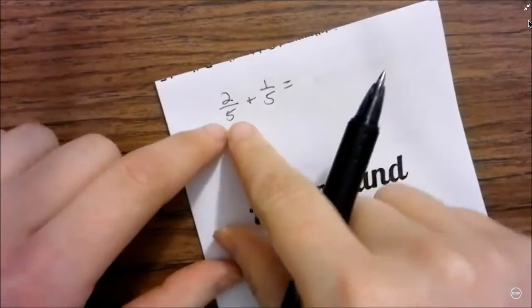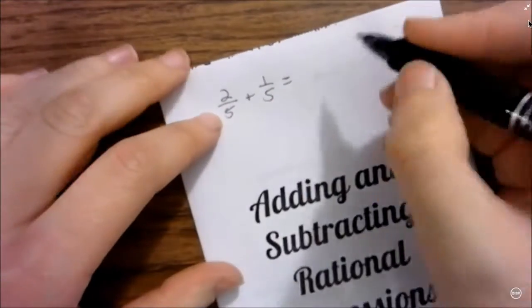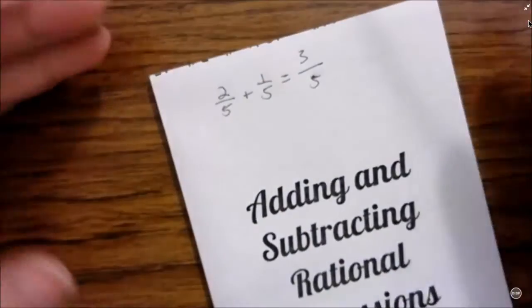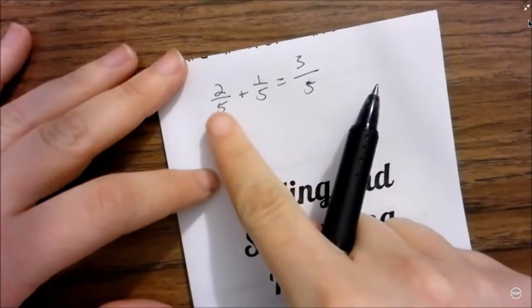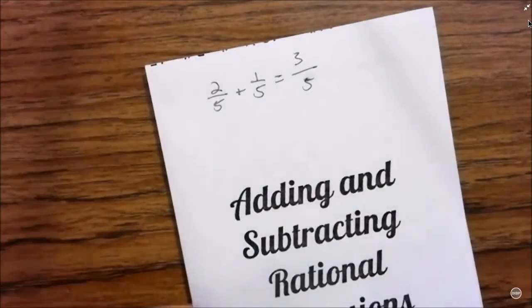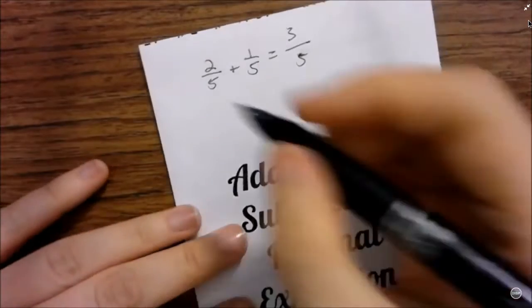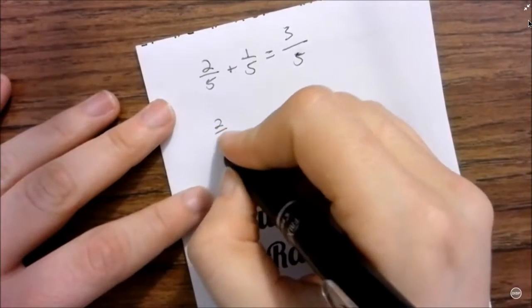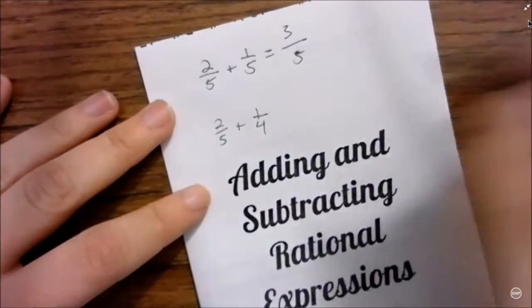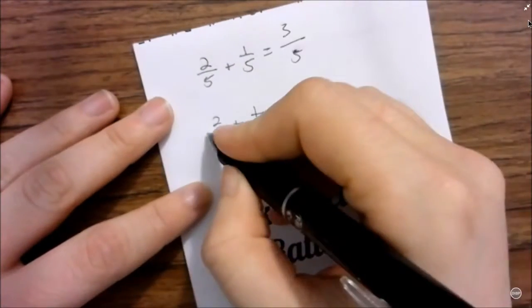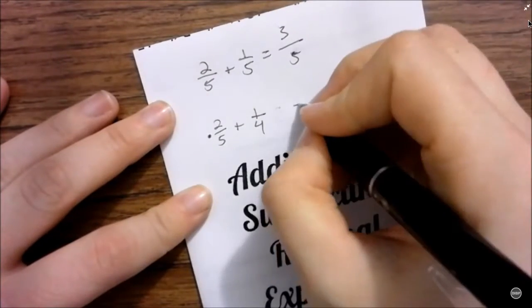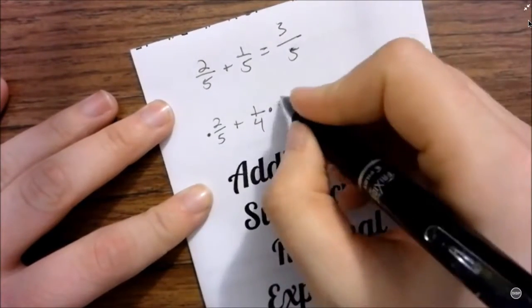Just like with fractions, when your denominator is the same, you just keep the denominator and add the numerators. Similarly for subtraction, if your denominators are the same, you keep it and just work with the numerators. If you have a different denominator, so let's say 2/5 plus 1/4 instead, you have to get a common denominator by multiplying by another number. In this case, it's just going to be the opposite denominator.